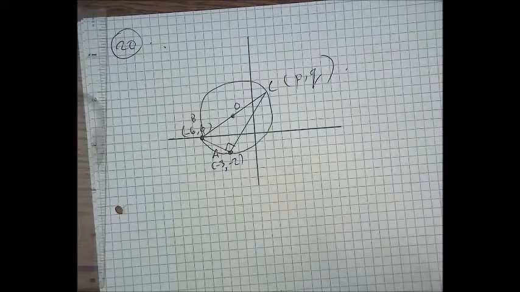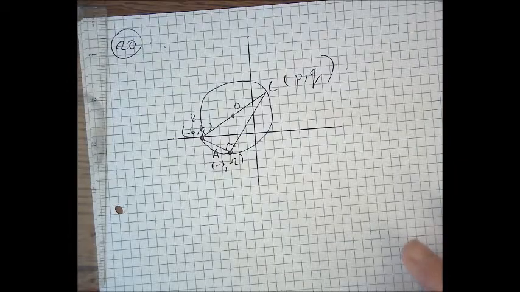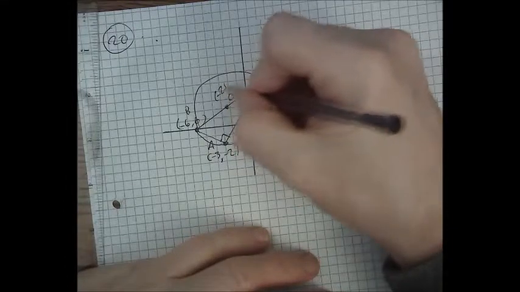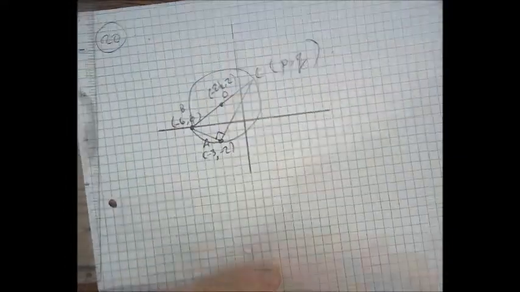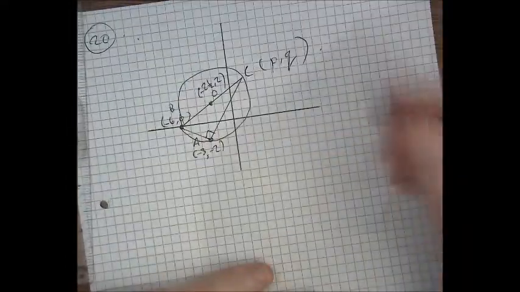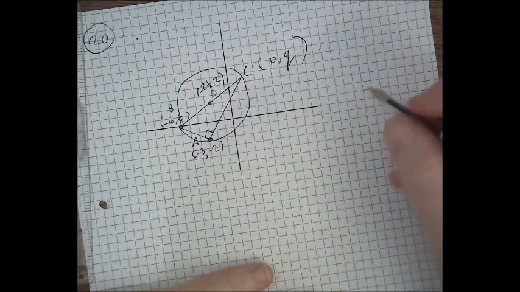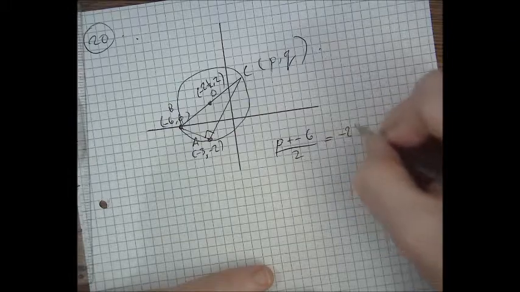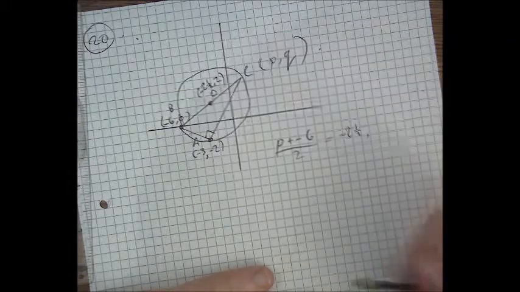Now our job is to find the coordinates of P, comma Q. I'm going to do this as a backwards question because I know the midpoint. So P plus negative 6 over 2 has to come out as negative 2.5 because it's the midpoint.